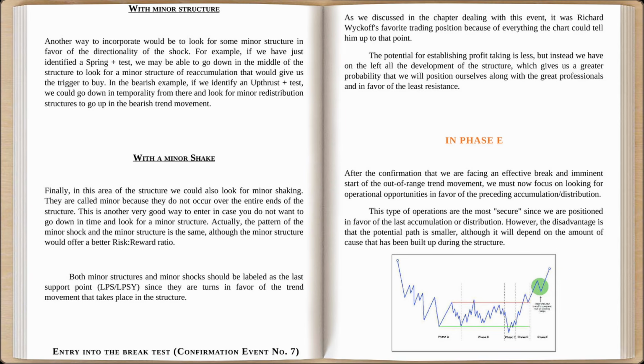In Phase E, after the confirmation that we are facing an effective break, an imminent start of the out-of-range trend movement, we must now focus on looking for operational opportunities in favor of the preceding accumulation or distribution. This type of operation is the most secure since we are positioned in favor of the last accumulation or distribution. However, the disadvantage is that the potential path is smaller, although it will depend on the amount of cause that has been built up during the structure.